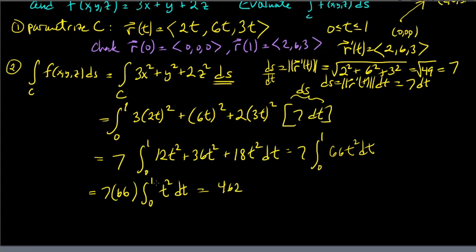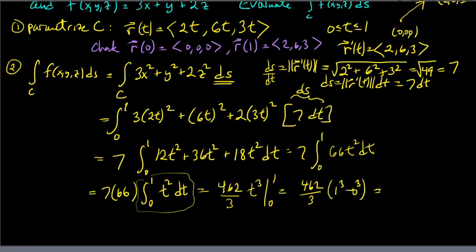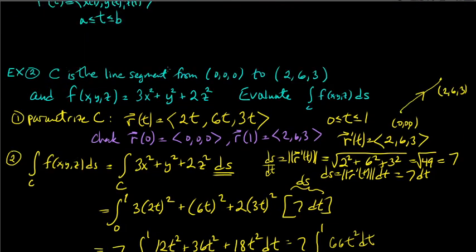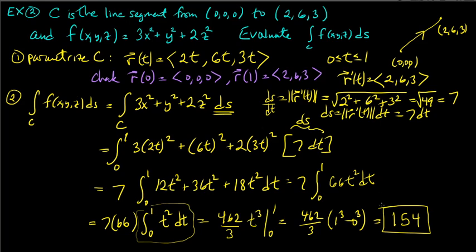And now we just do this definite integral. The integral of t squared is 1/3 t cubed, evaluated between 0 and 1. So 462 divided by 3, times 1 cubed minus 0 cubed, but that's just 1. So 462 divided by 3 is 154. Okay, so that's the line integral. That's the answer. You get a number, 154.